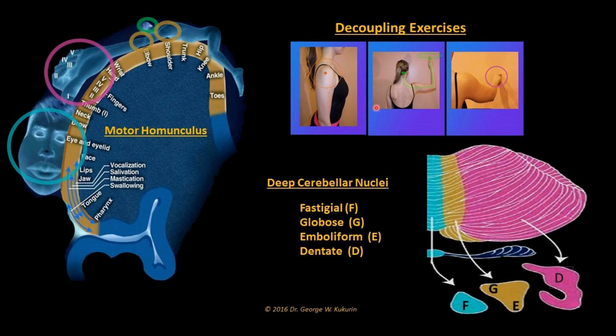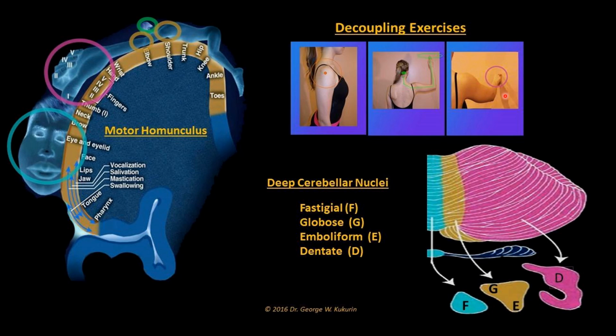So we relate these exercises to the deep cerebellar nuclei here. The fastigial is midline, so that doesn't really fit into what these exercises we're showing here. You have your interposed group, which is the globose and the emboliform. And globose relates to the shoulder, where the emboliform relates to the elbow. And finally, the dentate, which relates to the digit or the finger.